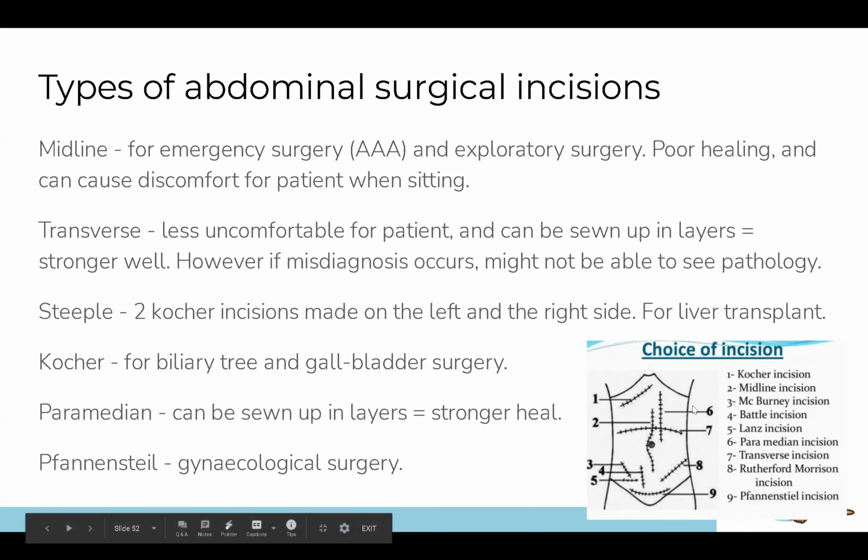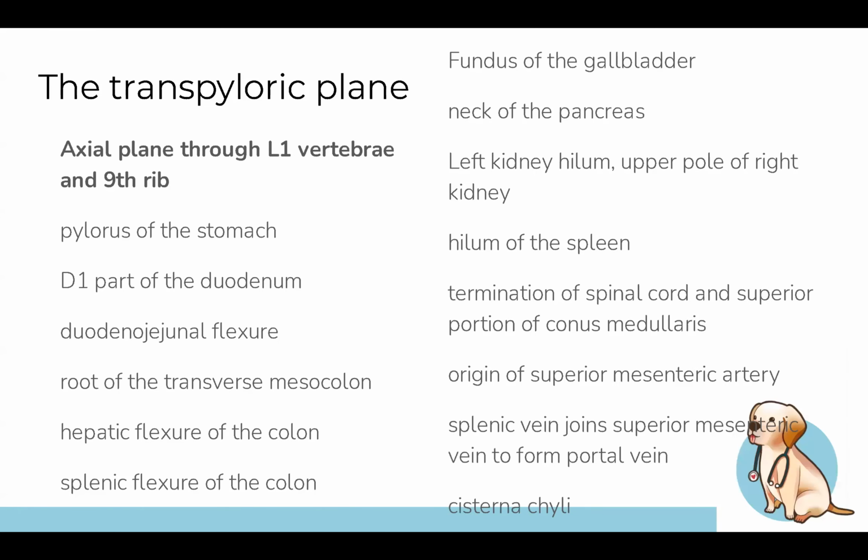Paramedian, kind of what it sounds like, it's just on either side, so it's number 6 here. Again, it has a bit of stronger healing. I'm not too sure why, but it just does. And Pfannenstiel is for gynecological surgery. It's just at the bottom here, number 9. I don't think it's too high up, but I have seen, I think, one exam question, so it is interesting to just know. I think this is the last slide of our presentation today, so we've got through it.